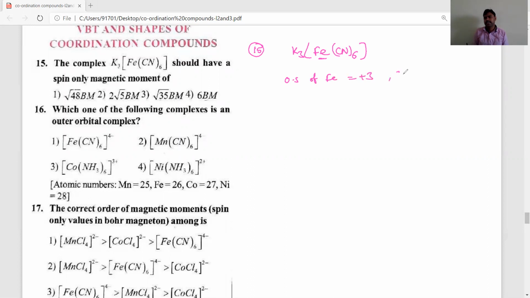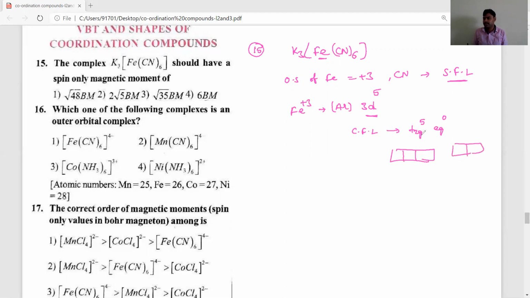CN is a strong field ligand. If strong field ligands are present, electron spin pairing takes place against Hund's rule. The Fe+3 electronic configuration is argon 3d5. According to crystal field splitting theory, the electron configuration is t2g5 eg0.